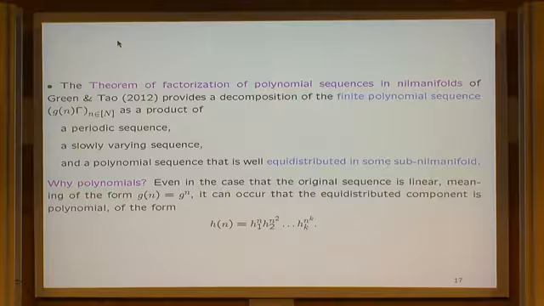And why polynomials? Because that's the problem in the non-abelian case. If we start with a linear sequence like that, linear means an element g to a linear power of n, g to the n, then at some point in this procedure, we find polynomial sequences. It's a polynomial like that: h1 to the n, h2 to the n squared, and so on, with a degree bounded by the parameters of the problem.